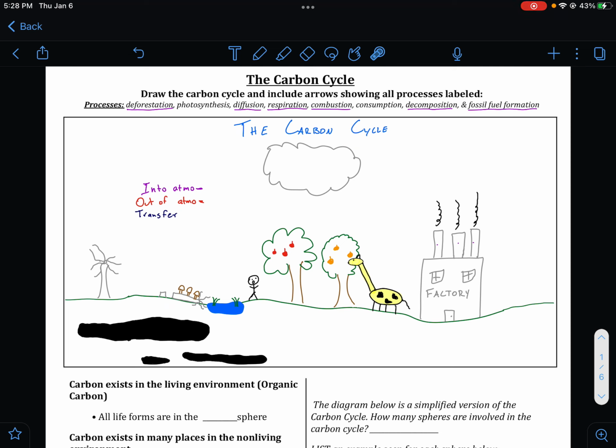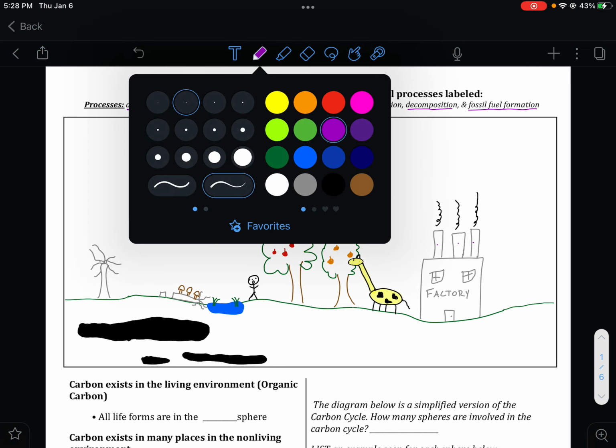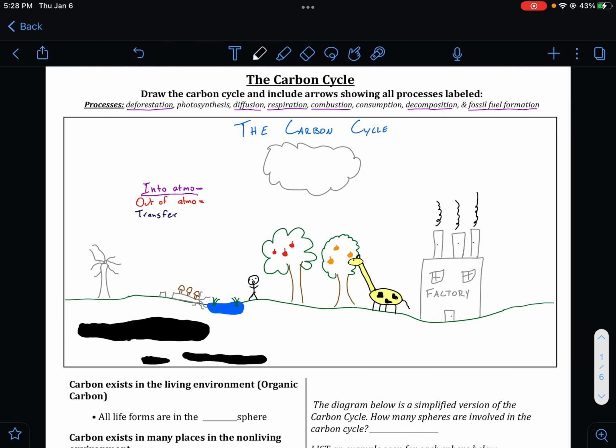Now, adding carbon to the atmosphere. So we need to add this to our drawing now. All of the things that I'm going to put arrows for that are going into the atmosphere, I'm going to use purple for. I think it's easier to just have one color to show all of the things that are going into the atmosphere. So let's start out by writing at the top: this cloud is representing CO2 in the atmosphere.